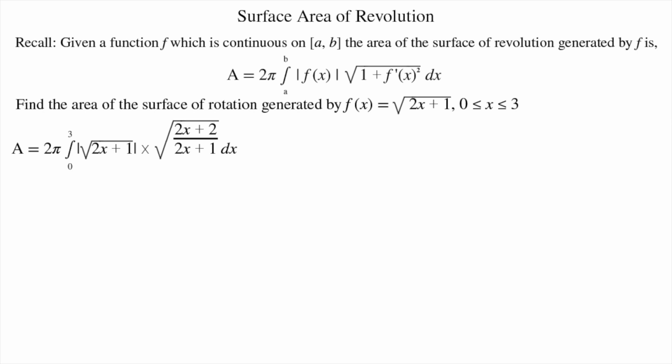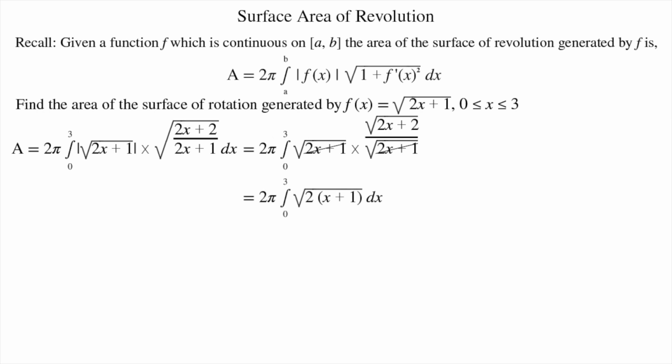So we have 2 pi times the integral from 0 to 3 of the square root of 2x plus 1 times the square root of 2x plus 2 all over 2x plus 1. We have some cancellation here, which we can see if we rewrite the integral as root 2x plus 1 times root 2x plus 2 over root 2x plus 1. Then these two root 2x plus 1 terms cancel. And so we're left with A equals 2 pi times the integral from 0 to 3 of the square root of 2 times (x plus 1), which can be written as 2 root 2 pi times the integral from 0 to 3 of (x plus 1) to the power of a half.